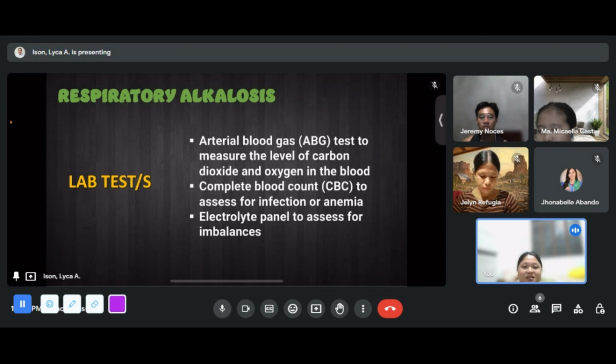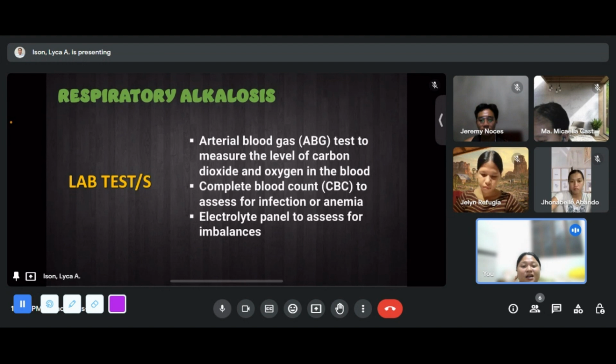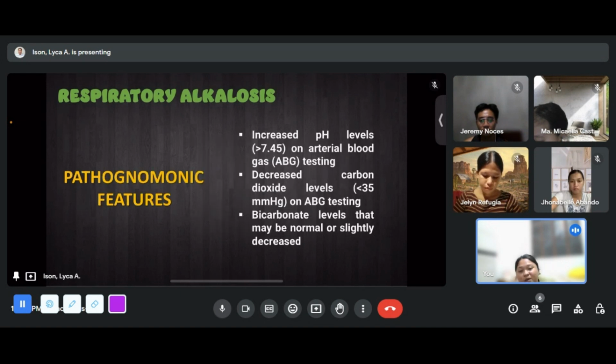So, the lab test, same lang: arterial blood gas or the ABG test to measure the level of carbon dioxide and oxygen in the blood. CBC or the complete blood count to assess the infection or anemia. Electrolyte panel to assess the imbalances. Same lang sila ng acidosis. Next is the pathognomonic features.